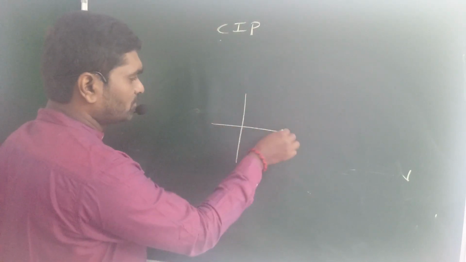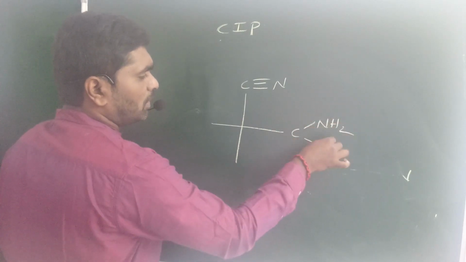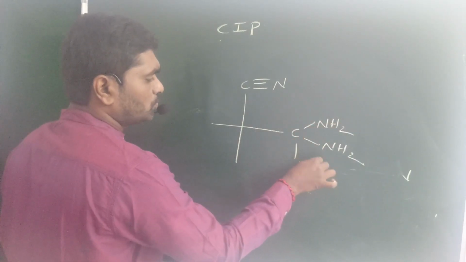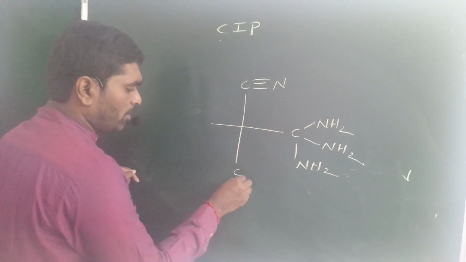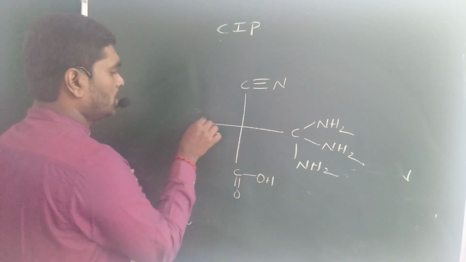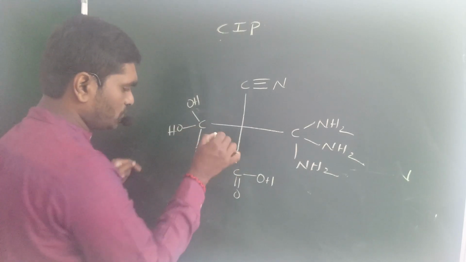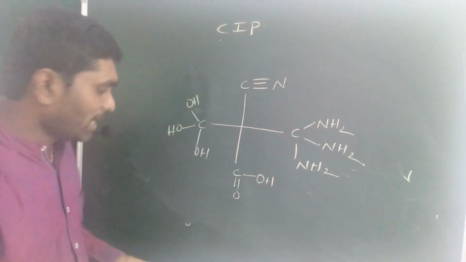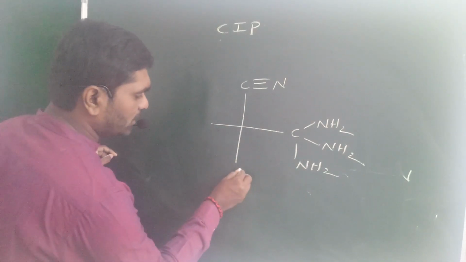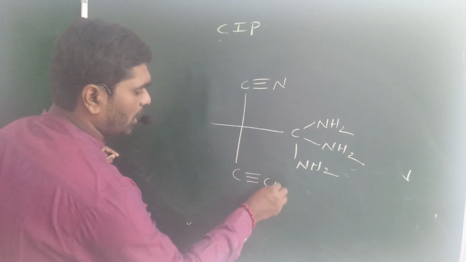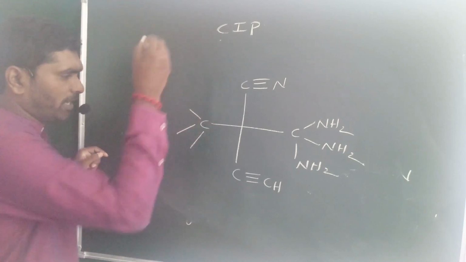The same concept. C triple bond N, CNH2, NH2, NH2. Next, this one may be bonded with the COOH, and this one again bonded with the COH, COH, COH. Look at this one. Or otherwise, we'll change the compound like this. C triple bond CH, C, CH3, CH3, CH3.